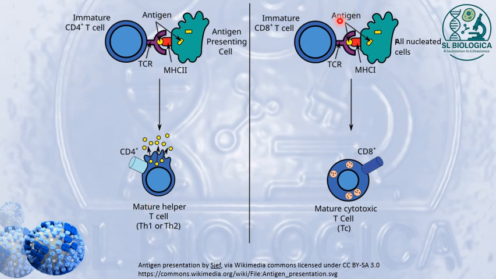And here on the right side panel, we have the T cytotoxic cell activation. We have the immature TC cells here with the TCR on the surface. It binds to the antigen that is presented on the MHC1 molecule on the nucleated cells and gets activated. We have the mature cytotoxic TC cells here, which then eliminate the non-self cells, virus infected cells or tumor cells like that. Okay, is that clear now, how the T helper cell or T cytotoxic cells are getting activated? Okay, let's move to the next question.